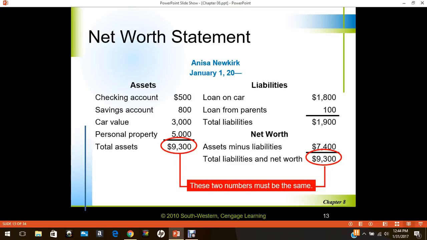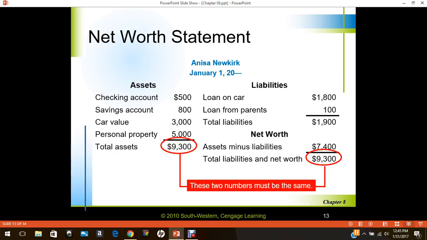Now, the next thing we're going to do is take a look at an example of a net worth statement. Notice that this is Mrs. Newkirk's net worth statement, and it first starts with her assets. Her assets include the balance in her checking account, the balance in her savings account, the value of her car, and also her personal property value, bringing her total assets to about $9,300.